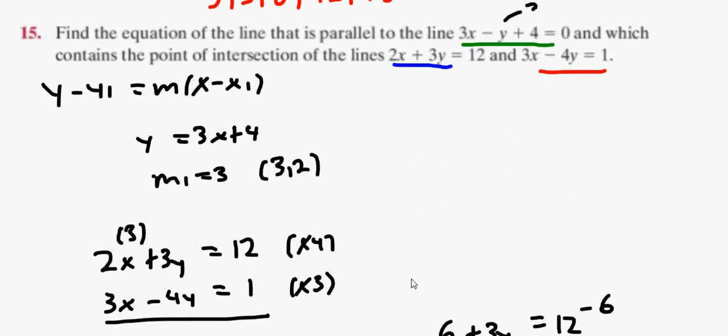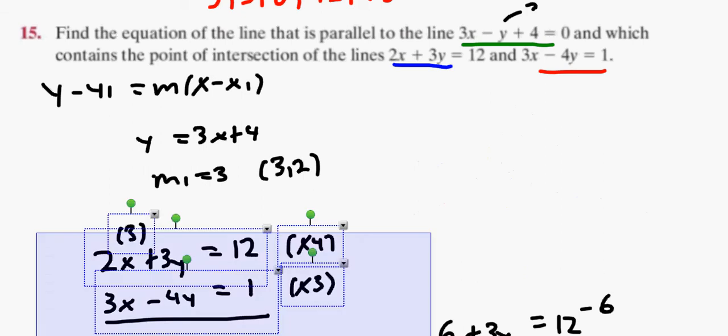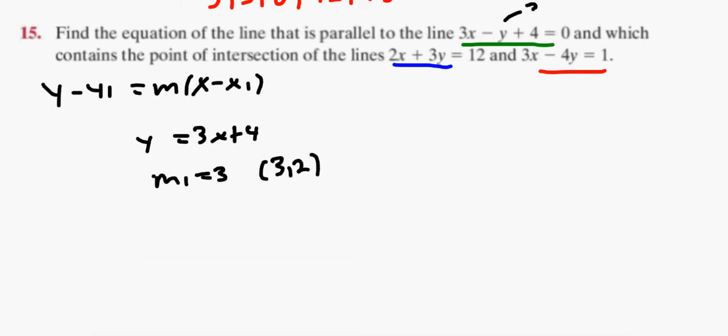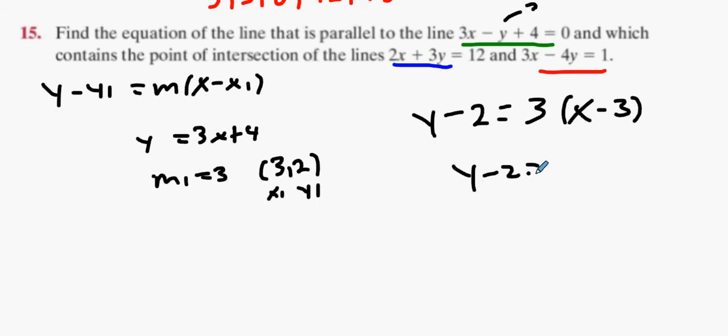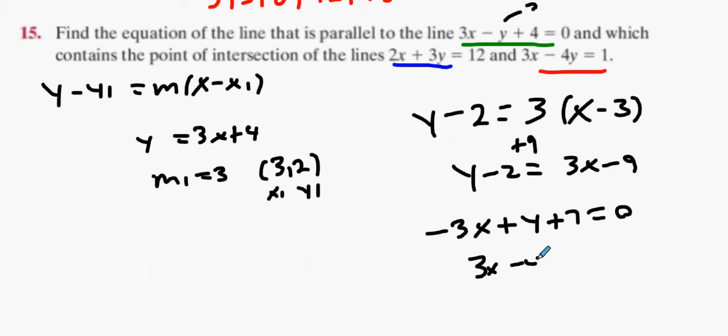So I can get rid of all that. And this. And what we get is y take away y1, which will be 2. x1 is 3. So y take away 2 equals 3, which is the slope, times x minus 3. y minus 2 equals 3x minus 9. Bring everything over one side if you want to. Minus 3x plus y minus 2 plus 9 is plus 7 equals 0. Multiply both sides by negative if you have to. You're good to go.